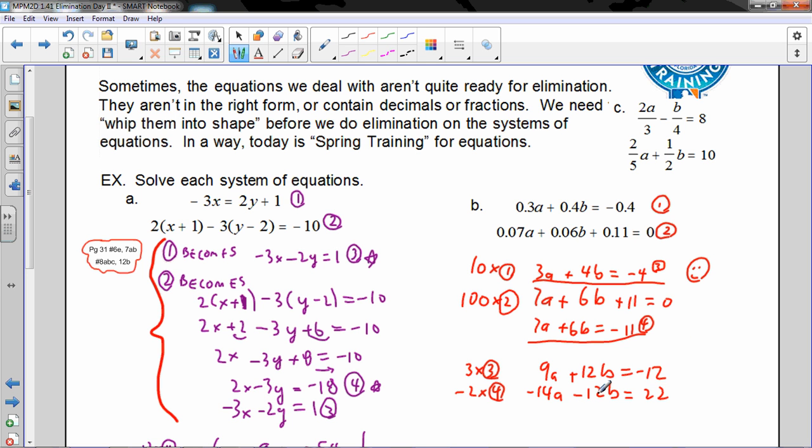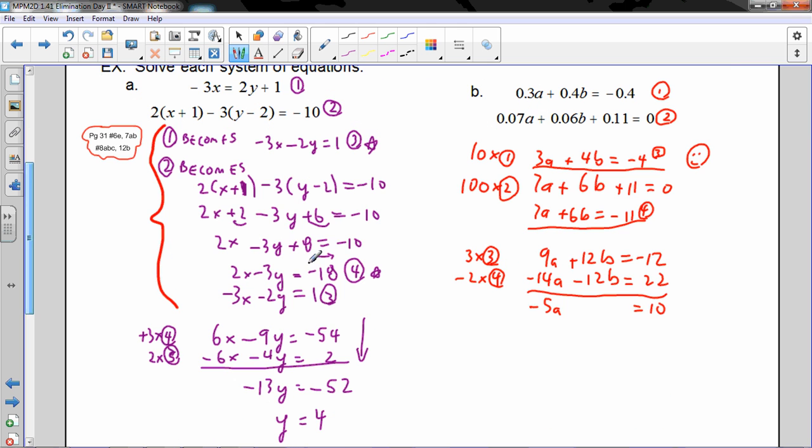And so now the positive 12 and negative 12b's will cancel out, and I'm left with negative 5a equals 10, which is pretty nice because it works out great. Divide by negative 5, a equals negative 2. Sub back, and I get just dandy here. And again, I don't have to substitute back into the out of shape equations. I'm going to substitute into one of the in shape equations.